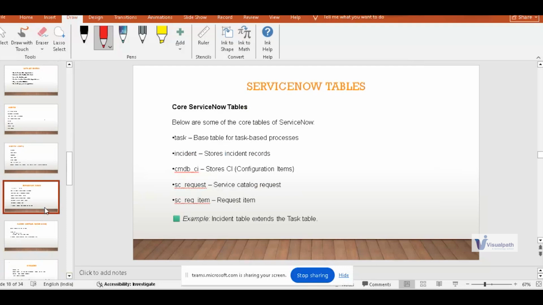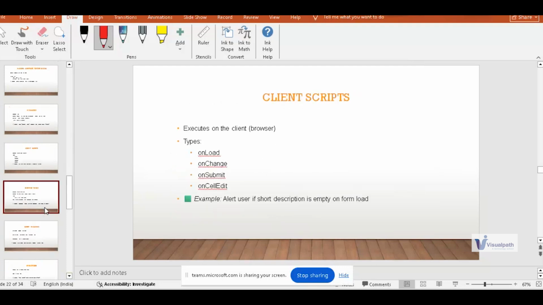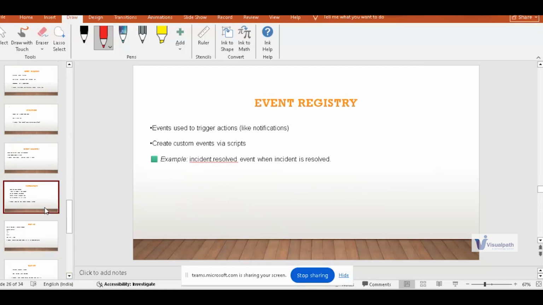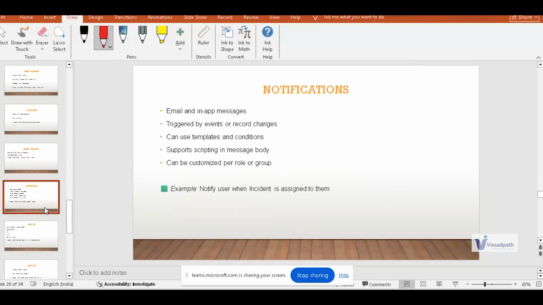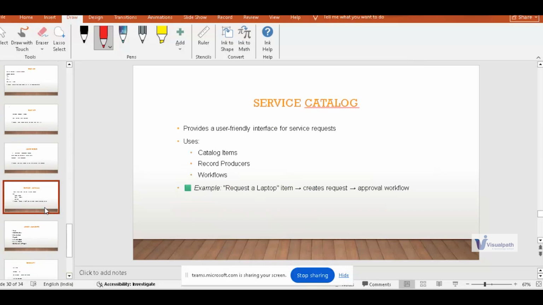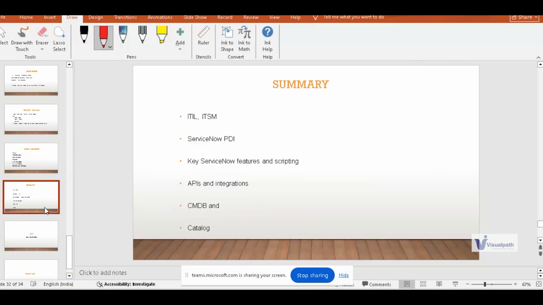Then we will be going through all the concepts of ServiceNow: tables, access rules, UI policies, client scripts, business rules, script includes, UI actions, event registry. Those things, whatever I shared in the training plan. And then we have the REST API, the SOAP API, CMDB basics, service catalog, and all other concepts that are to be covered. We can cover those. So this is the summary I have.